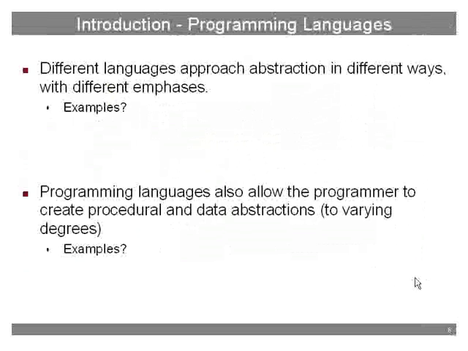Programming languages also allow the programmer to create procedural and data abstraction in varying degrees. For example, some languages allow you as the programmer to develop new data types and new procedures. This allows you as the programmer not only to use the abstraction provided by the language itself, but to add levels of abstraction by writing new functions and new procedures and developing your own data types. For example, object-oriented languages allow the user to add a great amount of procedural and data abstraction, whereas low-level languages allow the user less flexibility to add abstraction to the language.